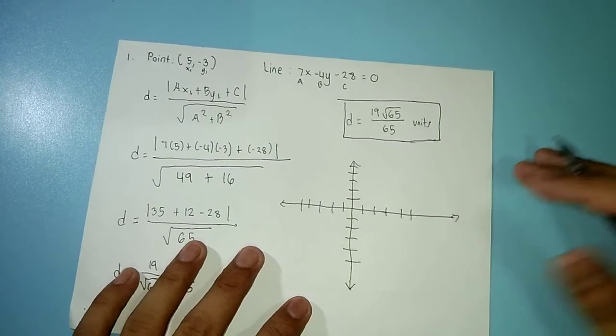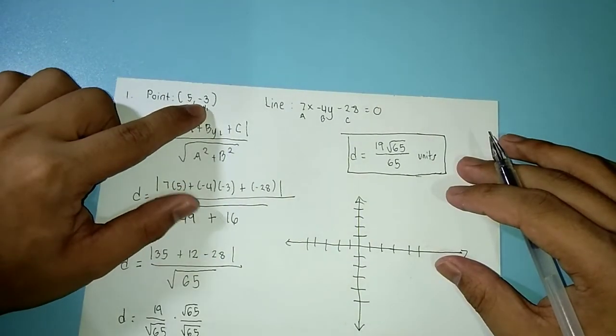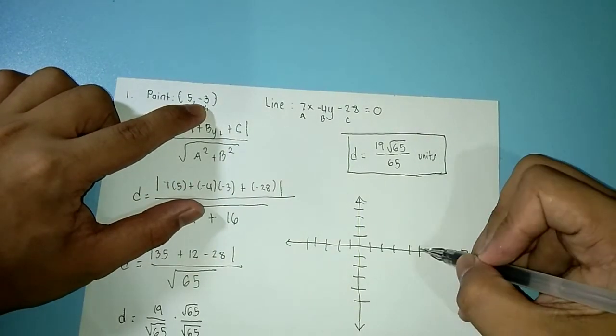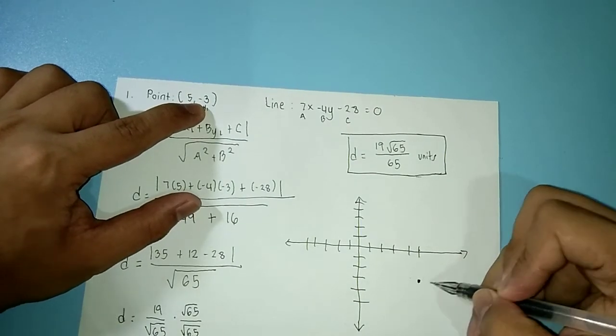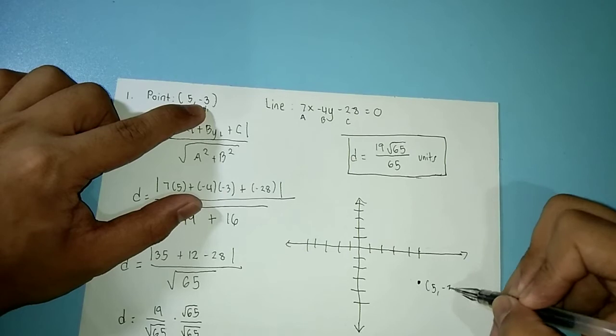Okay. So, dito muna tayo, 5 comma negative 3. So, 5 tapos negative 3. So, ito yung ating point. Ito yung 5 comma negative 3.